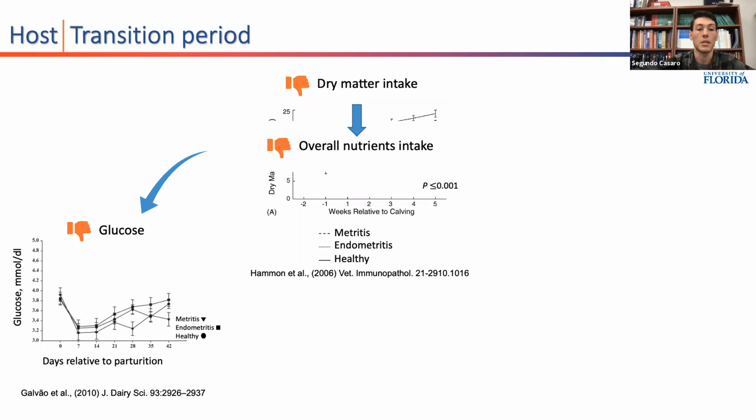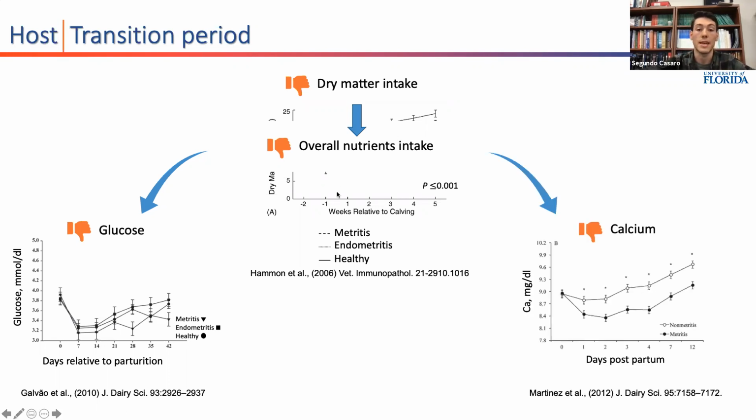Now, another nutrient that is important and decreases in the transition period is calcium. As you can see here, cows that develop metritis have a sharper decrease in calcium when compared with healthy cows. This is important because ionized calcium is important for phagocytosis initiation and for phagosome-lysosome fusion by the phagocytes.